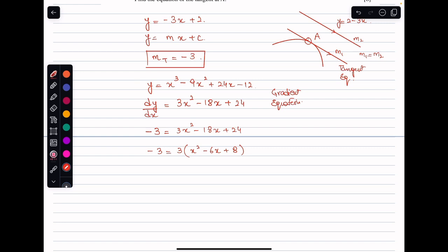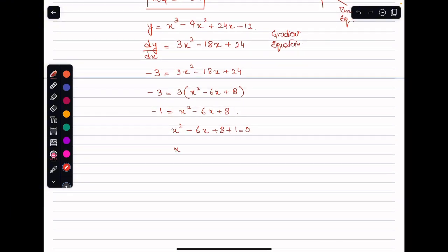The negative 3 and this 3 can get simplified, and I should say that this equals negative 1, which equals x squared minus 6x plus 8. Or further I can say it's x squared minus 6x plus 8 plus 1, which should be equal to 0. And further I can say this is x squared minus 6x plus 9, which should be equal to 0.